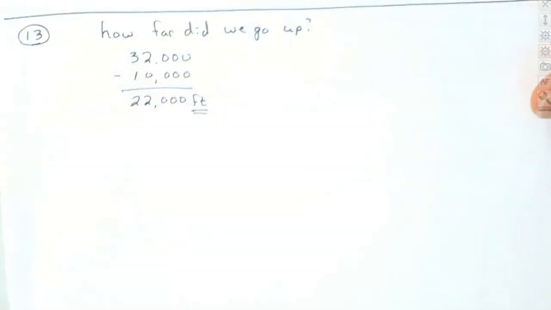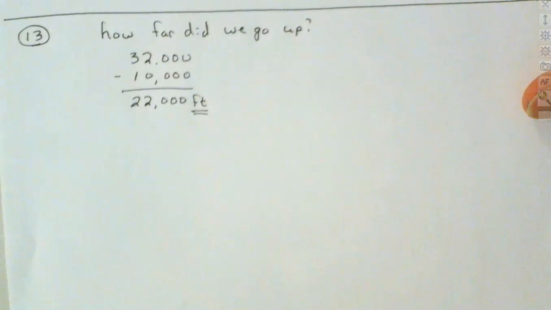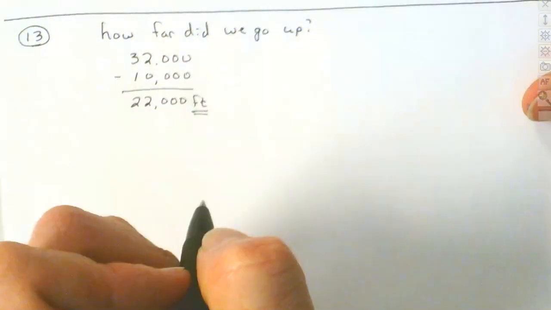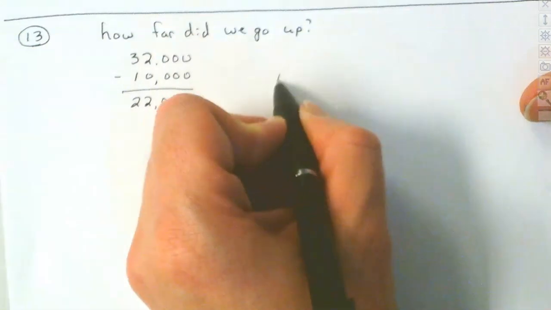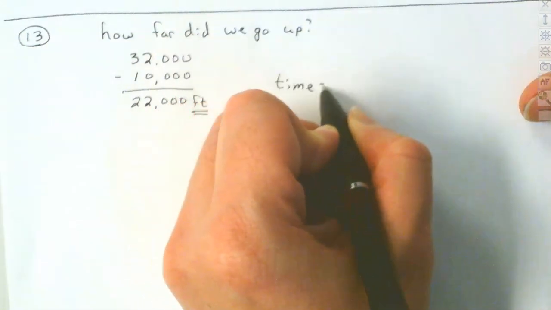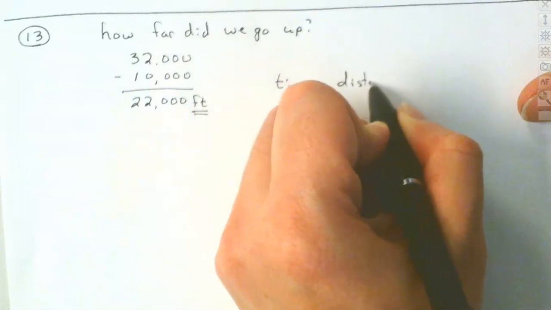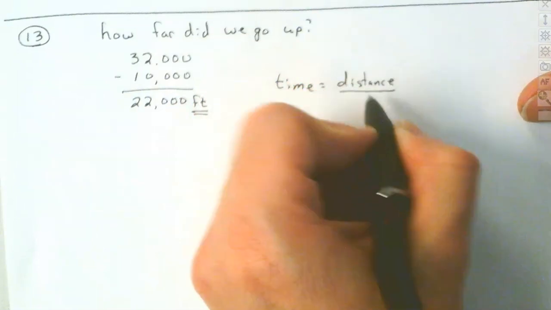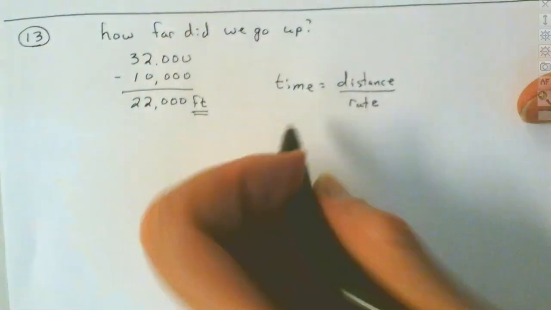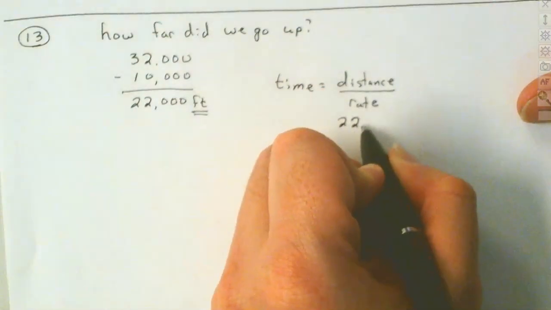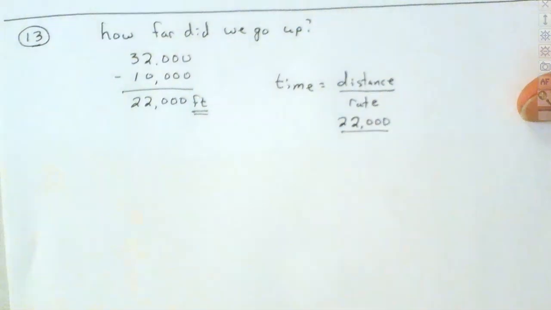Now, what we want to do from here is figure out how long it takes us. And time is going to be the distance divided by the rate. Remember that? And we want to find the time. So how far did we go up? We went up 22,000 feet. How long does it take?